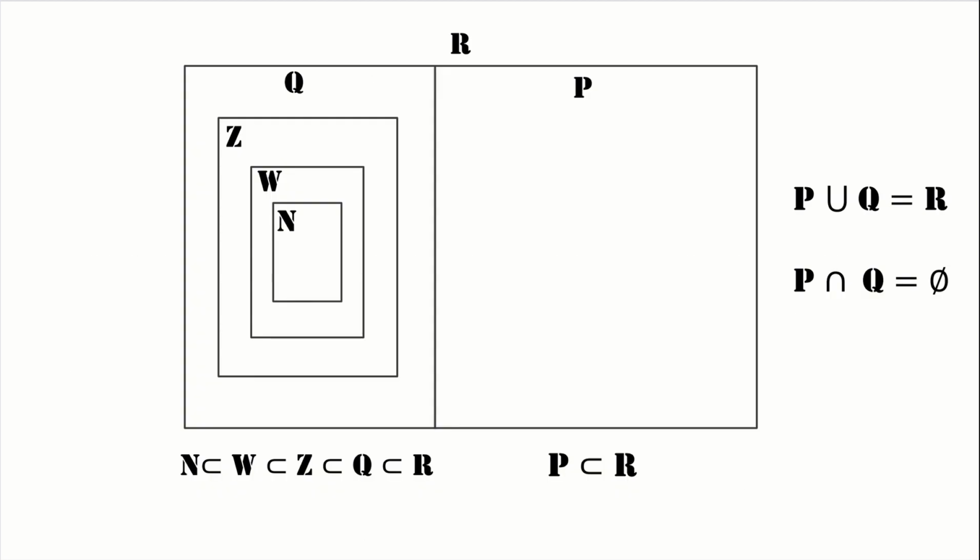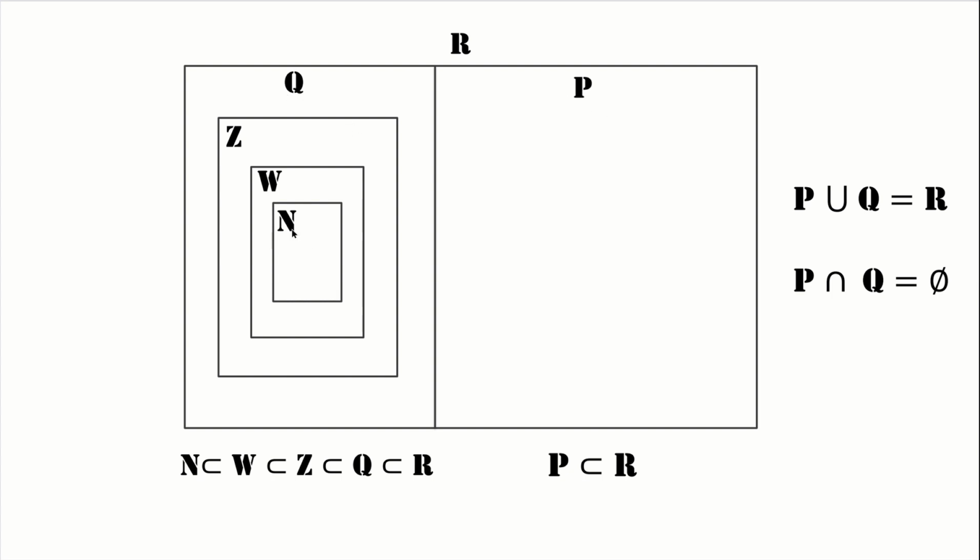Here's a visual demonstration of all the sets we've discovered so far. The whole set of real numbers is represented by the largest rectangle here. Within it, we have two disjoint sets, meaning two sets that have no elements in common, the set of rational numbers and the set of irrational numbers.